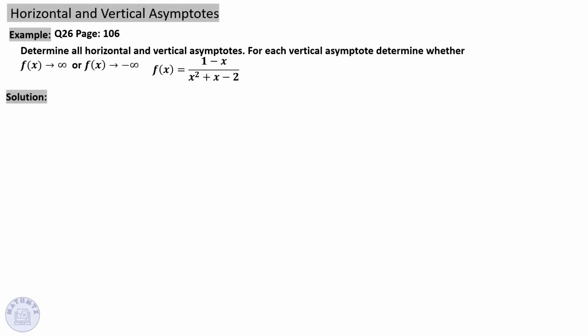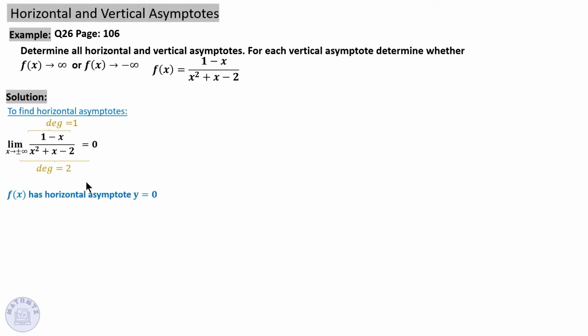Okay, so in this question, we have to find the horizontal asymptote. And according to the result, I can see that the degree in the bottom is larger. So this will approach 0 from both ends of the graph. There is a horizontal asymptote at y equals 0.